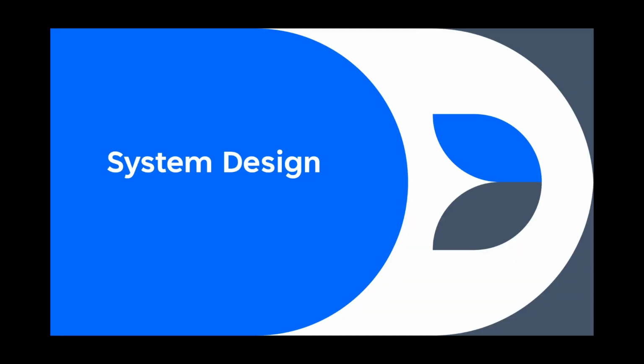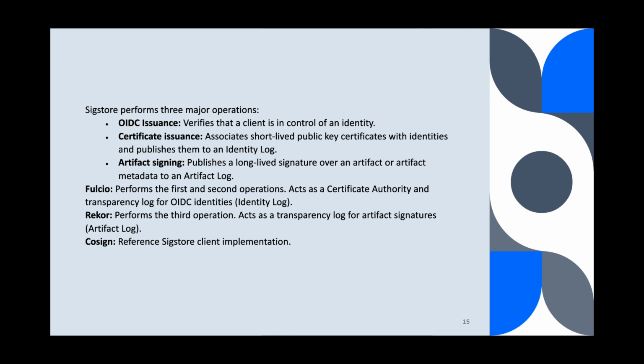System design. Sigstore performs three major operations. OIDC issuance verifies that a client is in control of an identity. Certificate issuance associates short-lived public key certificates with identities and publishes them to an identity log. Artifact signing publishes a long-lived signature over an artifact or artifact metadata to an artifact log.